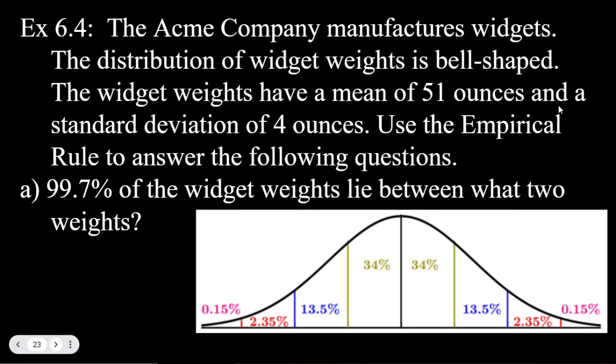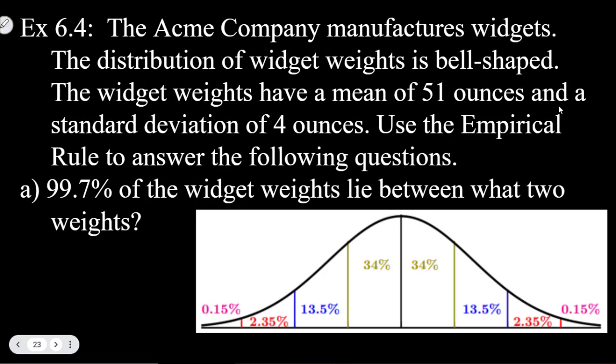So again, for the benefit of me having to do these problems and being able to write them out nicely, we're going to have that graph put at the bottom there. Example 6.4, the Acme company manufactures widgets. The distribution of widget weights is bell-shaped. The widget weights have a mean of 51 ounces and a standard deviation of 4 ounces. Use the empirical rule to answer the following questions.